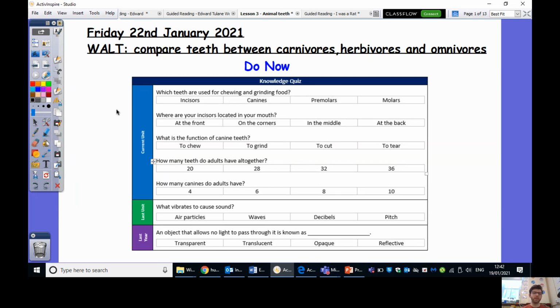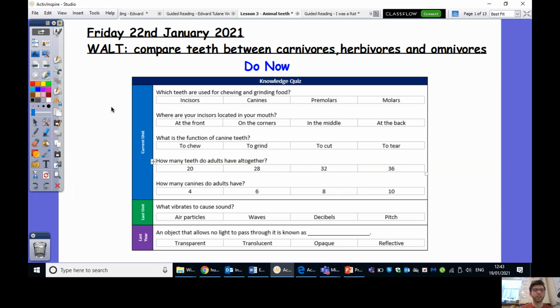And going all the way back, a whole year to when you were doing your topic on light. An object that allows no light to pass through it is known as transparent, translucent, opaque, or reflective. So, pause the video if you haven't had a chance to complete all of those questions, and resume when you're ready.